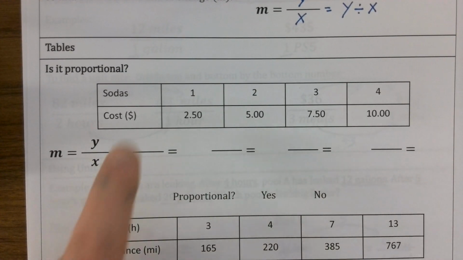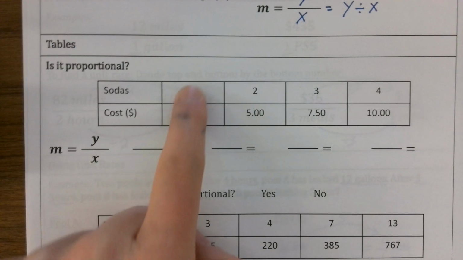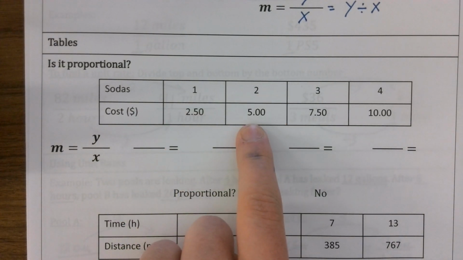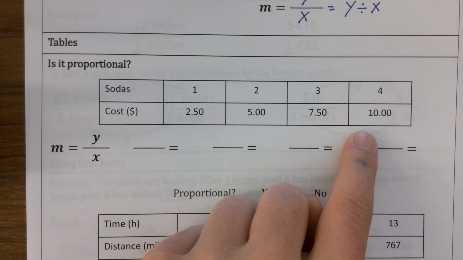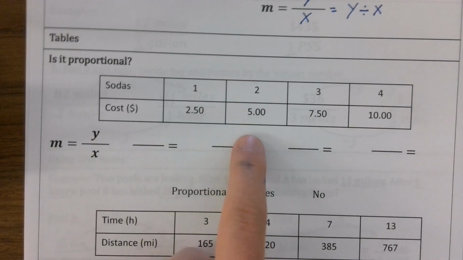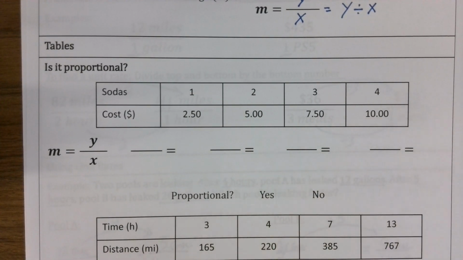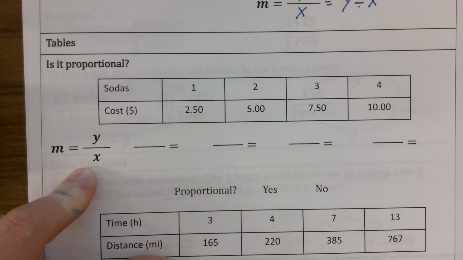Here we have a table where we're looking at sodas versus how much they cost. We've got one soda for $2.50, two sodas for $5, three sodas for $7.50, and four sodas for $10. We want to know, is it proportional? Is the cost going to be the same for a single soda no matter how many sodas you buy? To do that, we're going to have to divide y by x.